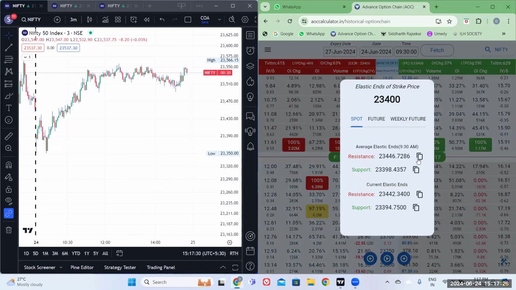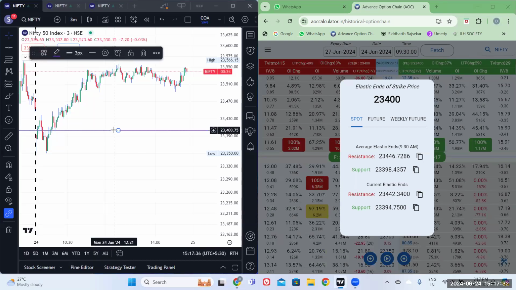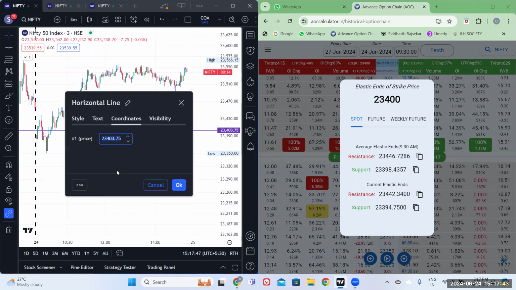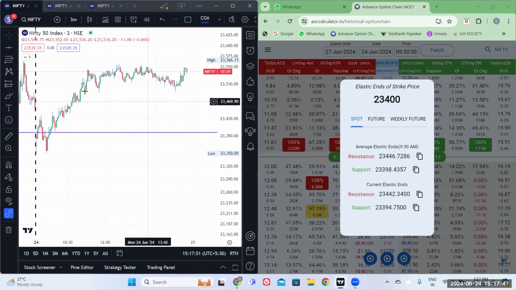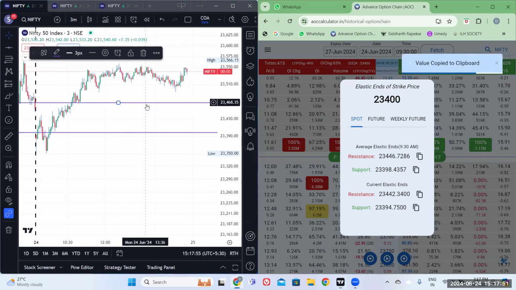9:30. So I'm picking up the support and resistance. First support. So I'll just draw the horizontal line and put the values inside that. Okay, why is it not working? Yeah. So let me just put the value. So here it is. Now I need to put the resistance value. So let's do the markings. Currently the market is still on.